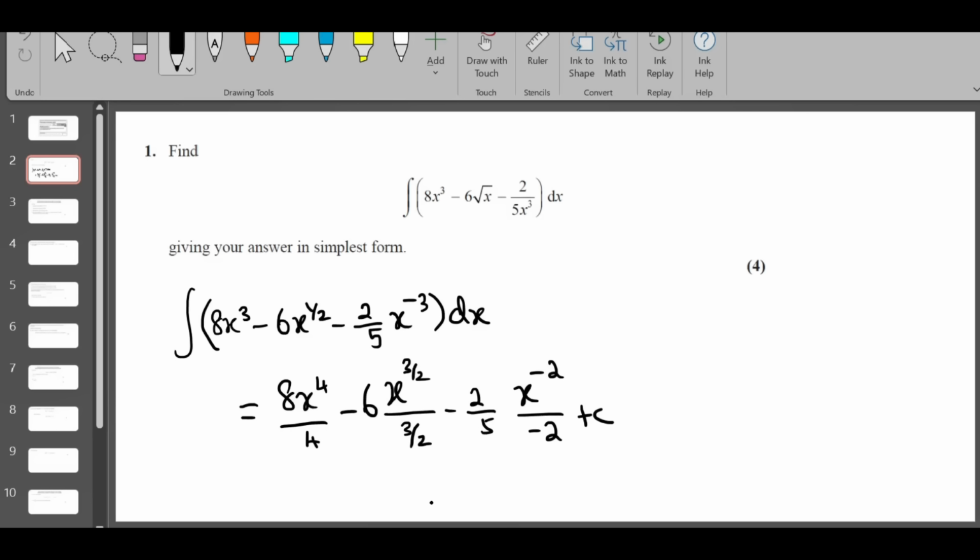8 over 4 is 2, you will get 2x power 4. This becomes 12 over 3, so minus 4x power 3 over 2. Here the 2 will be cancelled, negative times negative is positive. 1 over 5 x power minus 2 plus c. That's all. It's an easy 4-mark question if you know the integration.